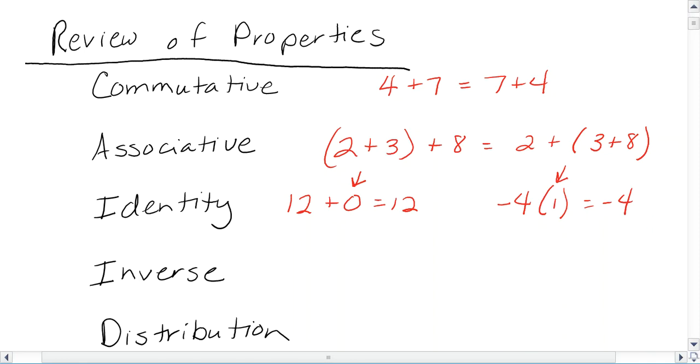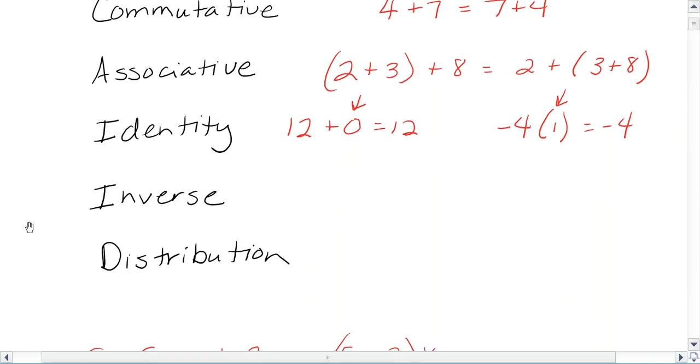Next property we're going to talk about is the inverse property. We can discuss additive inverse. For example, 3 has an additive inverse of -3, so that when you add them you get 0. And 7 has a multiplying inverse of 1 over 7, so that when you multiply them you get 1.